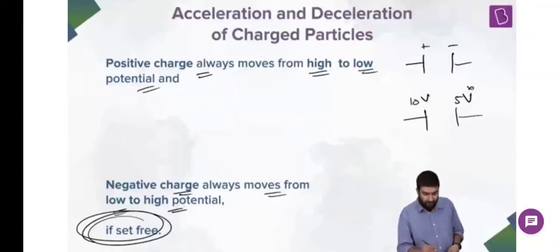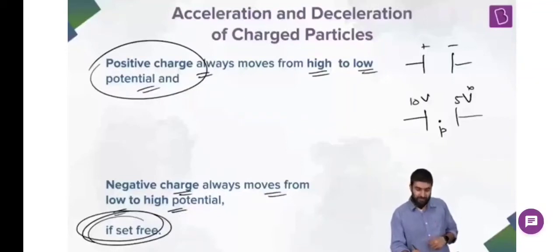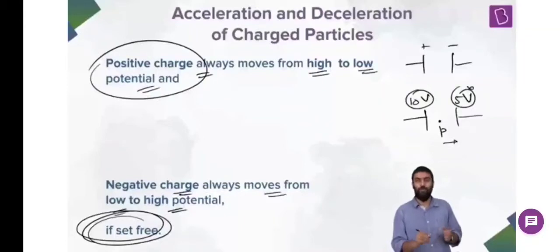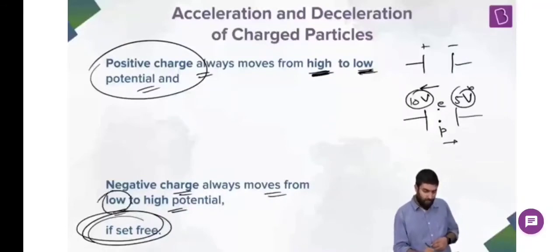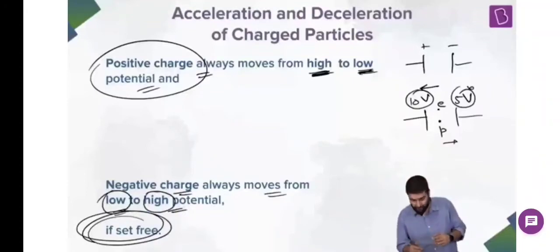So for example, positive charges if set free. Let's say we have a free positive charge in the middle. Think about where this positive charge will go. So think 10 volt as positive and 5 volts as negative. So obviously this will go towards the right hand side, which is basically from high to low, as the statement over there suggested. Let's say you had an electron over here, that will go towards the positive, that is from low to high potential. Just remember that much.